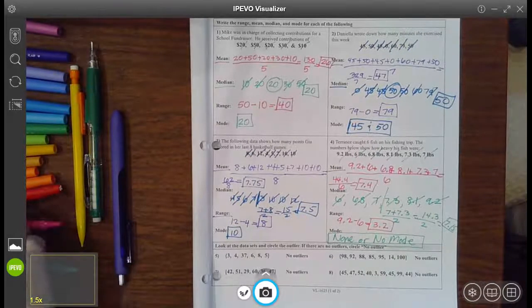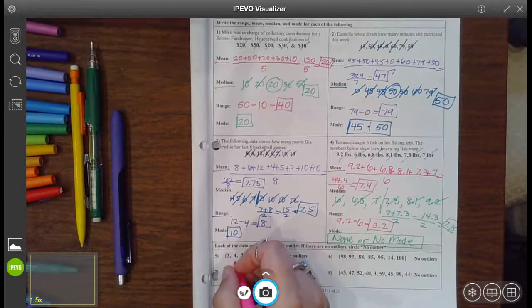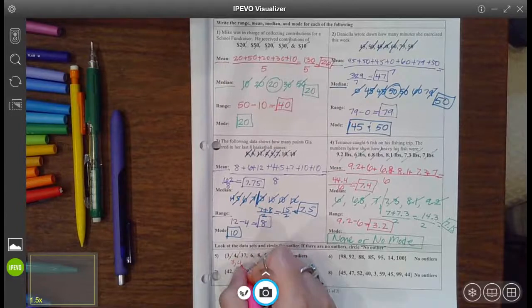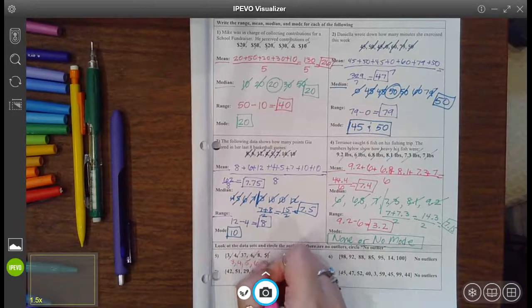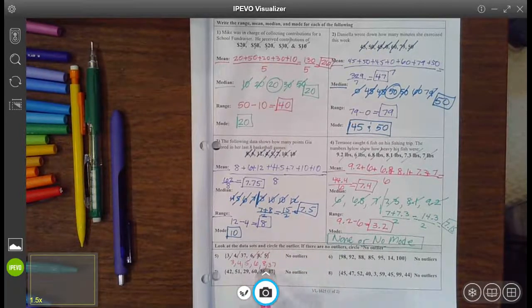So if I were to put these in order, okay, you have 3, then 4, then 5, 6, 8, and then this 37. Do you see that the 37 is like, it doesn't belong. It's so much bigger than all the rest. So 37 is for sure my outlier. Okay, it just doesn't belong with all the other numbers.